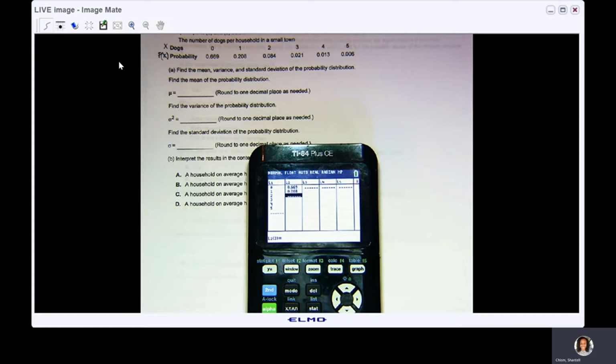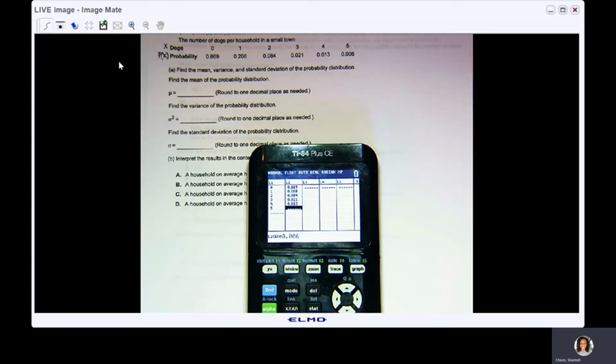0.208, 0.084, 0.021, I got one too many decimals in there, 0.021. Sometimes you may have to slow down. You see how I just made that little mistake? 0.013, because you don't want to mess up, 0.006, especially before catching it, or at least you want to make sure you catch it.